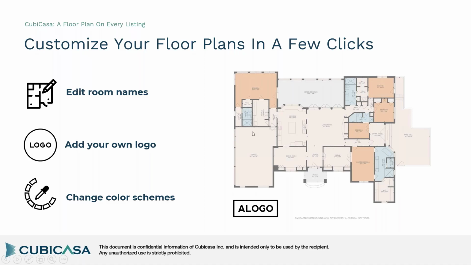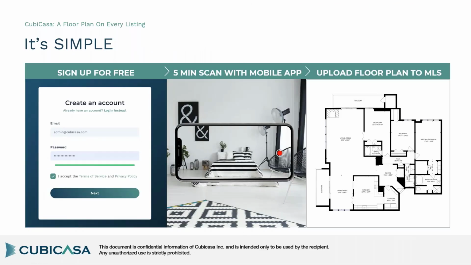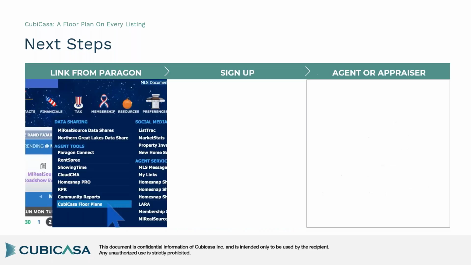Once you get your renderings back, you can add your logo. You can add those color schemes. As I mentioned, this agent actually did the bedrooms in one color, baths in another color. That also gives you the ability to edit. They have 24-hour customer service. And to sign up, this is how easy it is. All you're going to do is sign up for your account, start scanning, and then get your floor plan back.